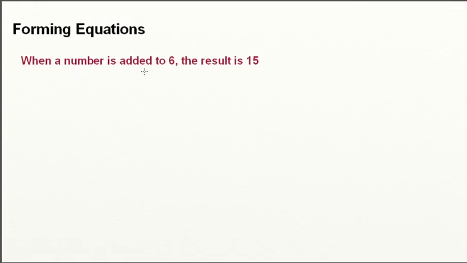So there are some things here. Let's read this sentence. When a number is added to 6, the result is 15. So just think of a number. I don't know this number, so I'll express this as x is added to 6. So if I add this to 6, the result is equal to 15.